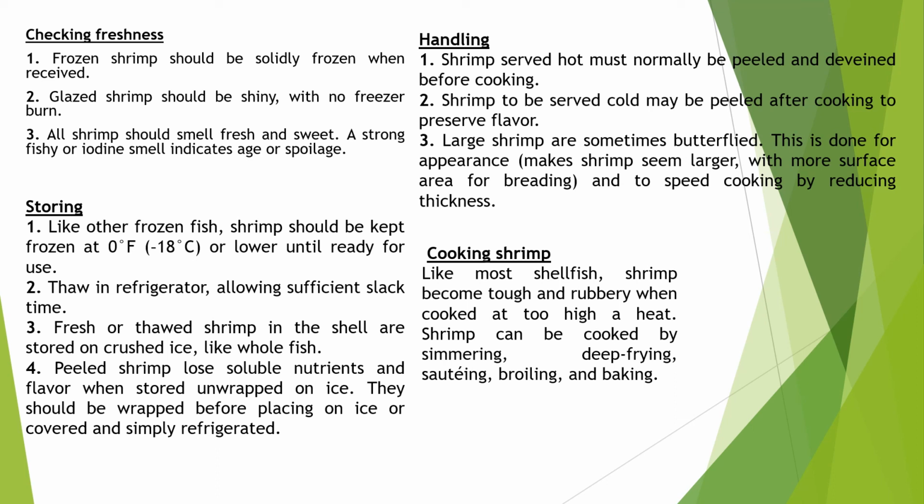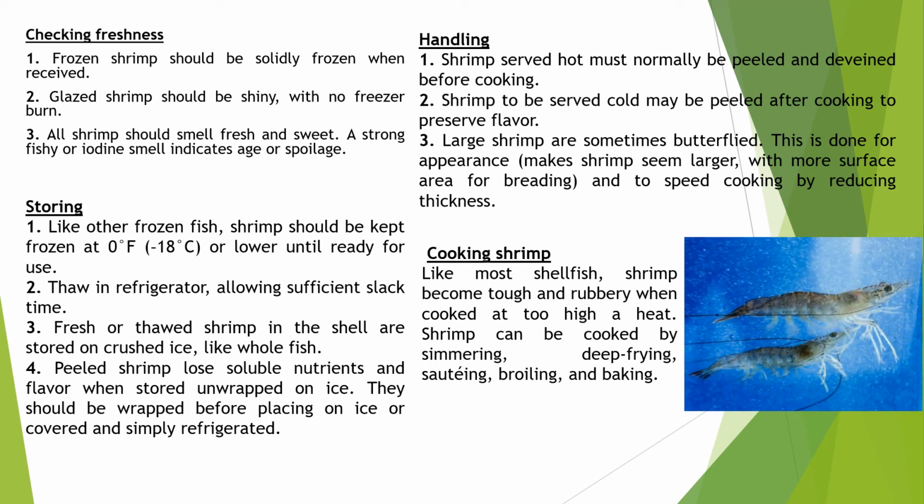Cooking shrimp, like most shellfish, shrimp become tough and rubbery when cooked at too high heat. Okay, so shrimp becomes rubbery and tough when it is cooked at high temperature. Shrimp can be cooked by simmering, deep frying, sauteing, broiling, or baking. And over here you have a picture of a shrimp.